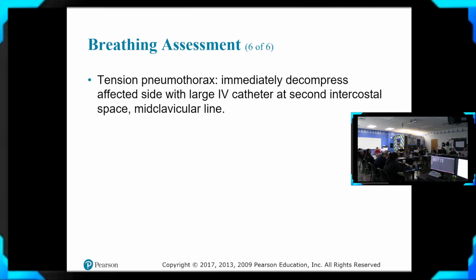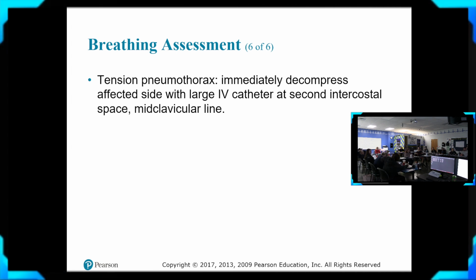Tension pneumo, immediately decompress the affected side with a large IV at the second intercostal, or where? Fifth intercostal, fifth and sixth intercostal space, just above the sixth. Between the fifth and sixth intercostal, or the fourth and fifth rib center. Between fourth and fifth or fifth and sixth, and you ride what side of the rib? Top, because all of the nerves and veins are on the bottom, so you ride the top of that rib. And you do it where? Right in line with the armpit, right? Mm-hmm.